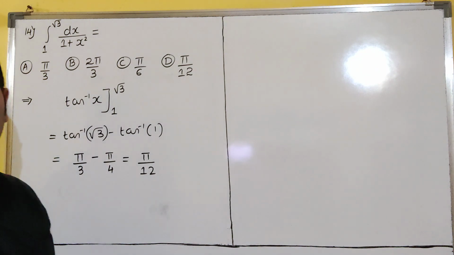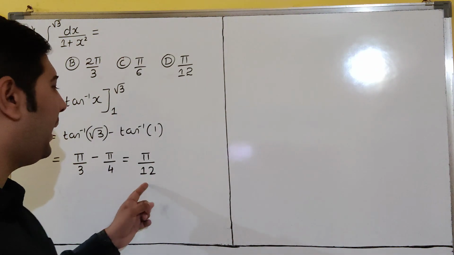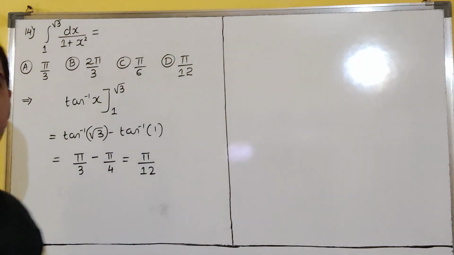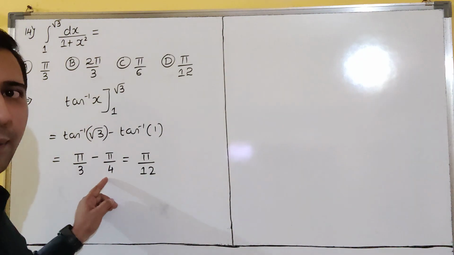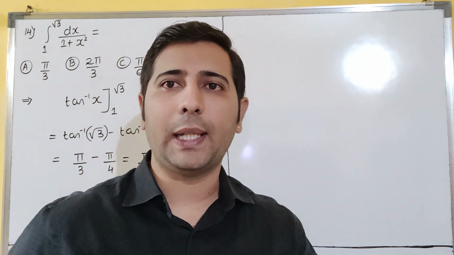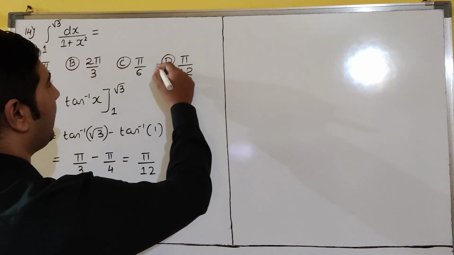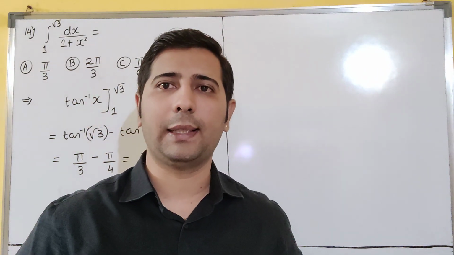Pi by 12. 15 degree is written as pi by 12, dear students. So 180 by 12 is 15. So yes or no? Pi by 3 is what? 60. Pi by 4 is what? 45. 60 minus 45 is 15 degree. 15 degree is nothing but pi by 12, dear students. This is our required answer, that is matching with option D, dear students. So we'll see the next question.